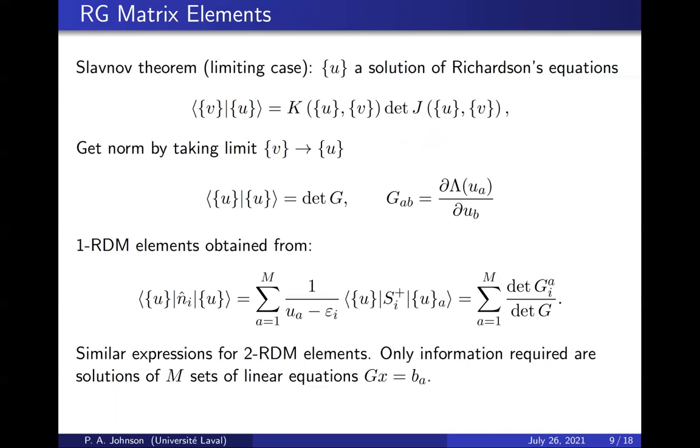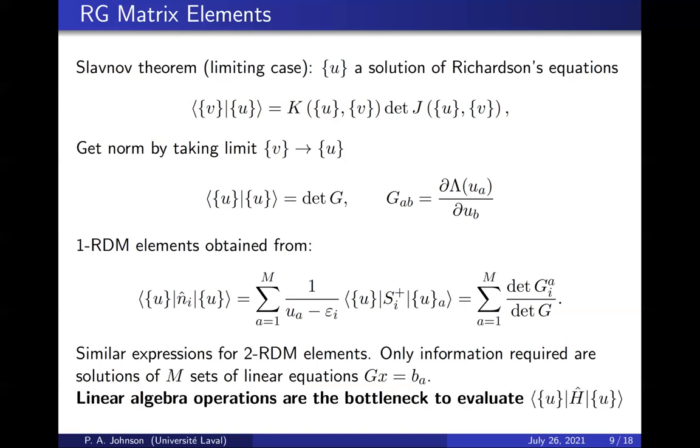The 1RDM elements are very easy to compute. Without going through any of the details, what it reduces to is a sum of things that you can solve linear equations for. Similar expressions exist for the 2RDM elements in the same sets of linear equations. So to evaluate the energy, the expectation value of the physical Hamiltonian that we wish to solve with these wave functions, all you need to do is linear algebra operations and then take linear combinations of those things. Very, very clean, easy.